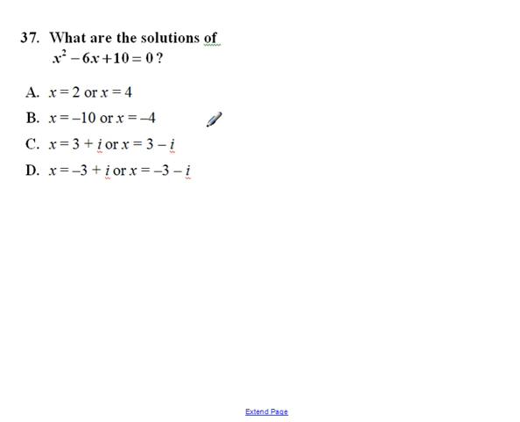37. What are our solutions to this one? Well, if you want to try and factor, go ahead, but you're probably not going to get anywhere. So we're going to use our negative b plus or minus the square root of b squared minus 4ac all over 2a. Negative b plus or minus.